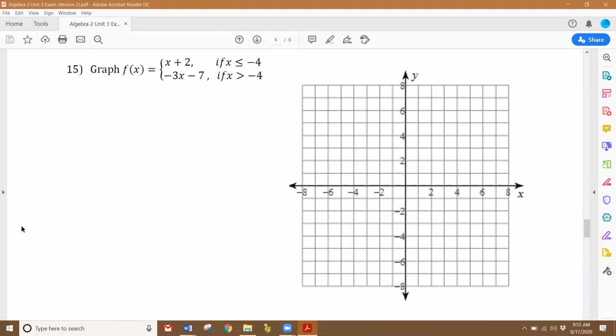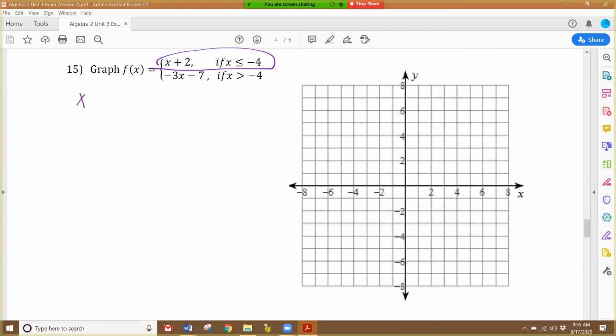Question 15, we're graphing a piecewise function. So remember, piecewise just means for different portions of the domain, we're following a different graph. For this one, any x value that's less than or equal to -4, we're going to use x plus 2. So we're going to do this part first. I'm going to pick any x value that's less than or equal to -4, and plug it in to find y.